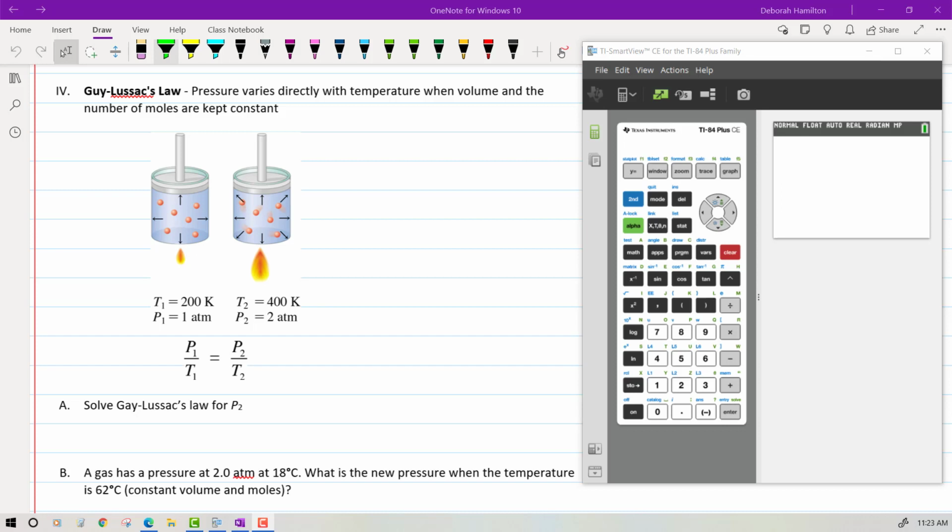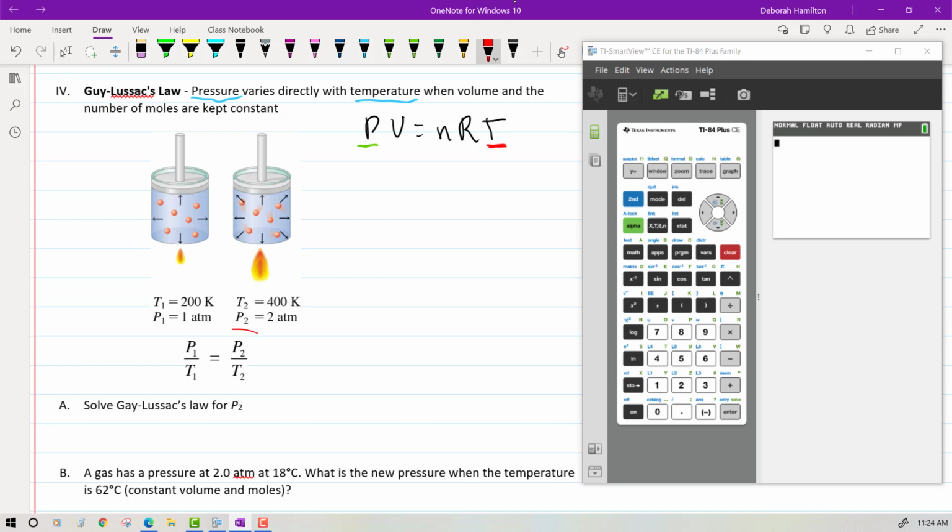In Gay-Lussac's law, we're looking at pressure varying directly with temperature. Again, this goes back to the ideal gas law, PV equals nRT. We're dealing with pressure and temperature this time. The other terms are kept constant. Volume and number of moles are kept constant, and the R is a constant value.